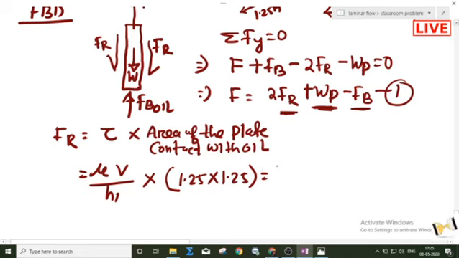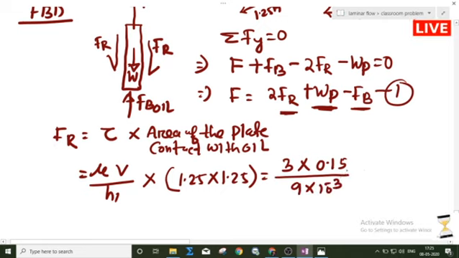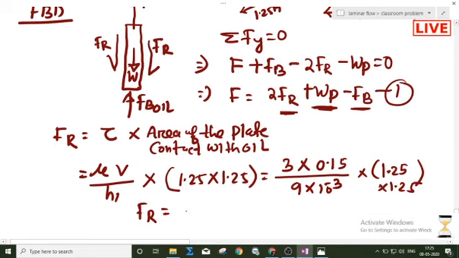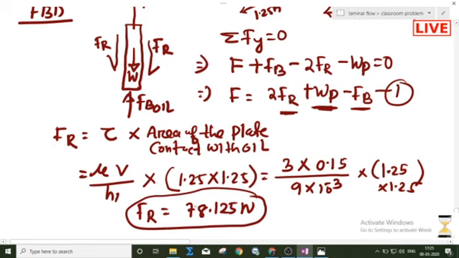Okay, so now mu is how much? 3 Pascal second. Velocity is how much? 0.15. And this H1 we already found, 9 millimeter, so this is 10 to the power minus 3 meter, into this 1.25, into this 1.25. Okay, so what is this resistance? We are getting viscous resistance, that is 78.125 Newton resistance force we are getting.